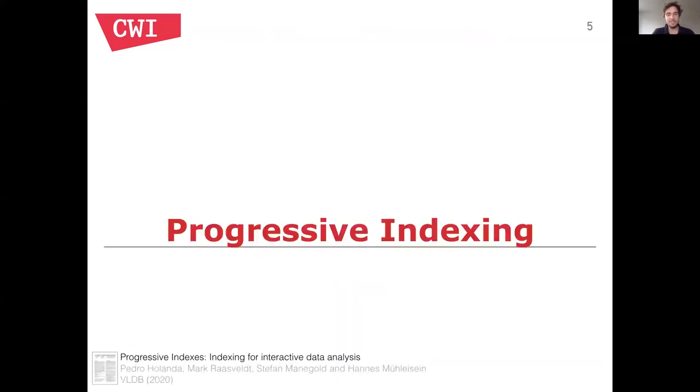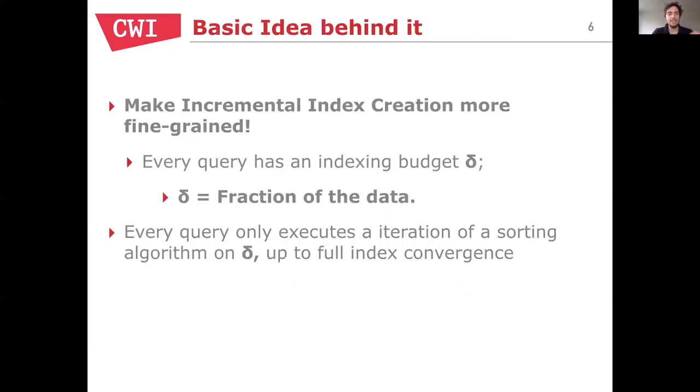So before explaining the progressive merges technique, I'll just go through some basic definitions and a quick example of progressive indexes. The basic idea of progressive indexing is to make incremental index creation even more fine-grained and completely tunable to a user preference. It introduces an indexing budget delta that represents a fraction of the data, and at every query, a delta fraction of the data is indexed, up to the point that we have a full index.